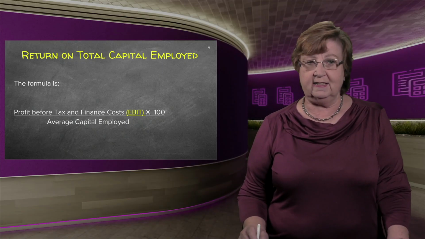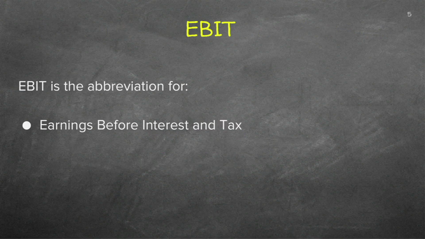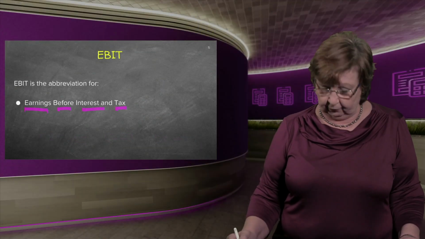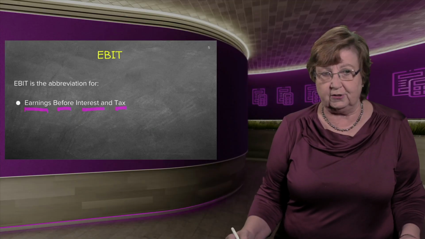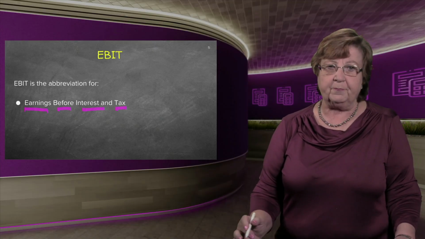So the formula is simply profit before tax and finance costs, where my finance costs is my interest, multiplied by 100, divided by average capital employed, which is half of the opening and closing balances of my capital or my equity. EBIT is the abbreviation for earnings before interest and tax, and your interest is part of your finance charges. So that's what we're going to use as the formula.